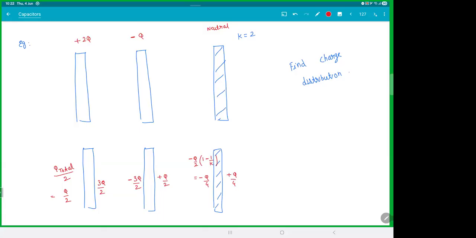Got the distribution, everyone? This is how you handle it if you have a dielectric slab instead of a conductor. These are some pretty good ones. They're not too tough, but these are not generic questions. Any doubts on this?